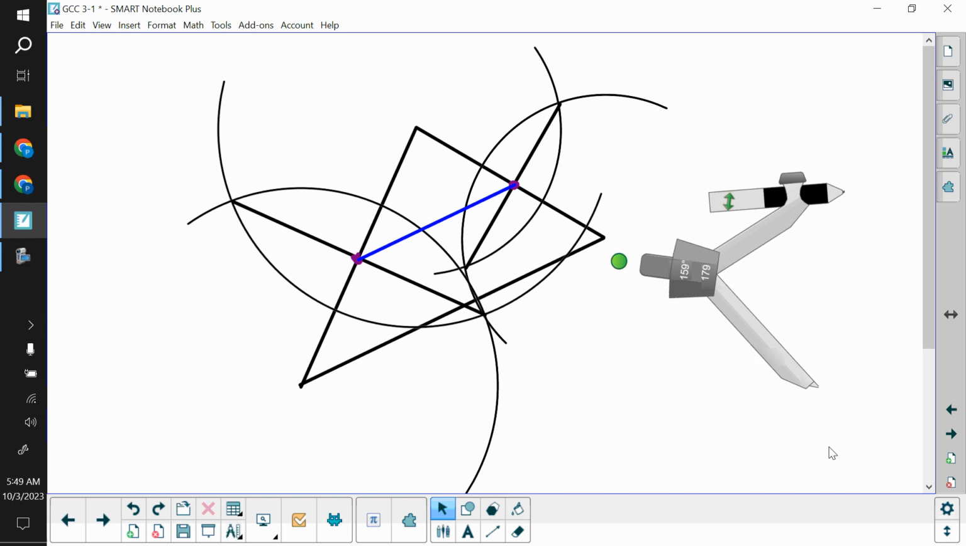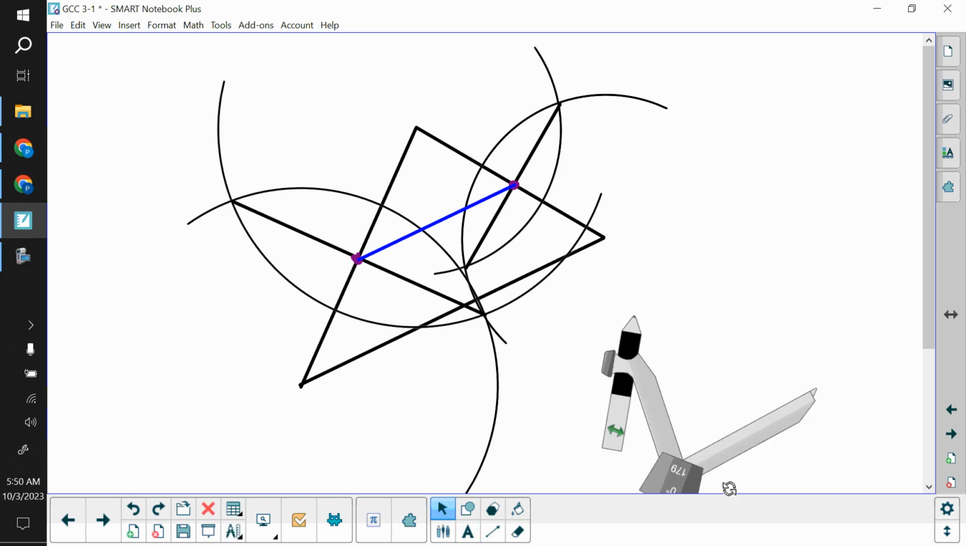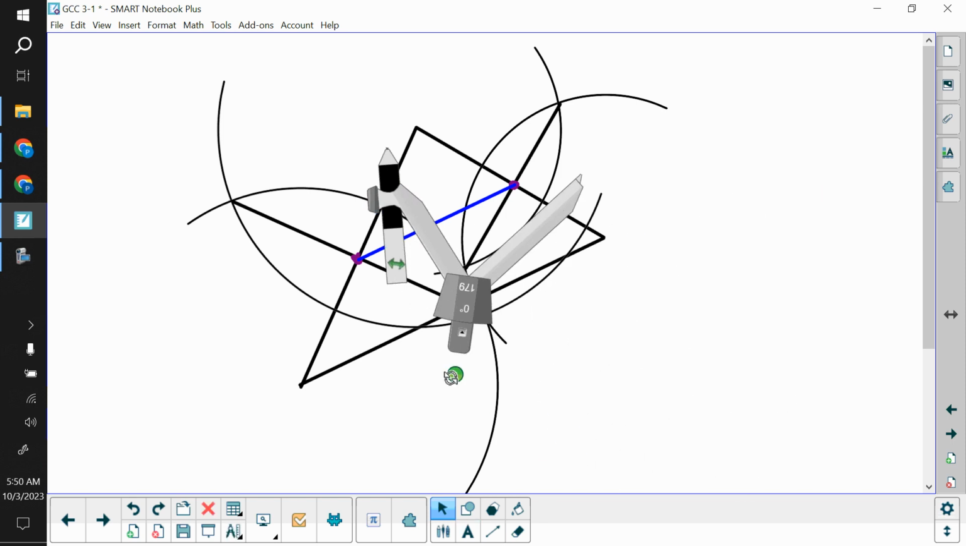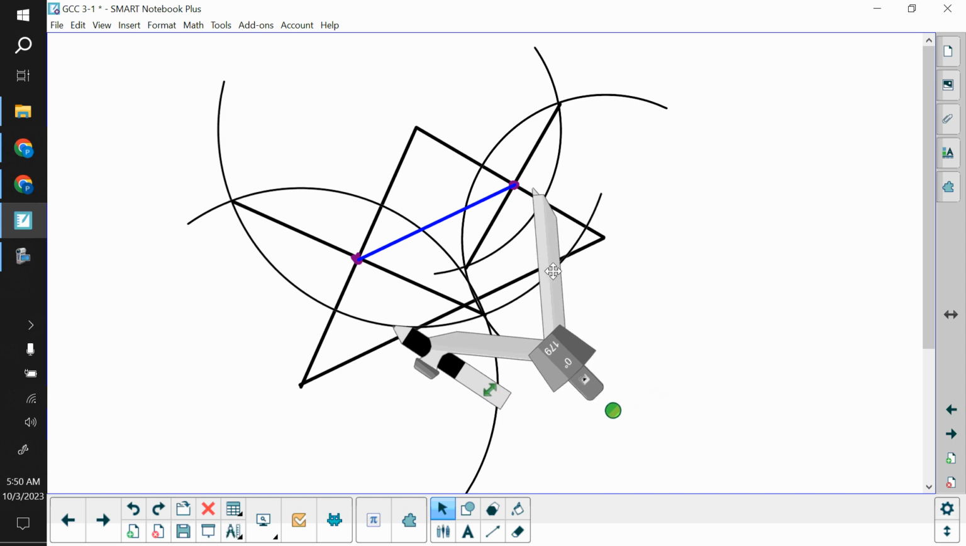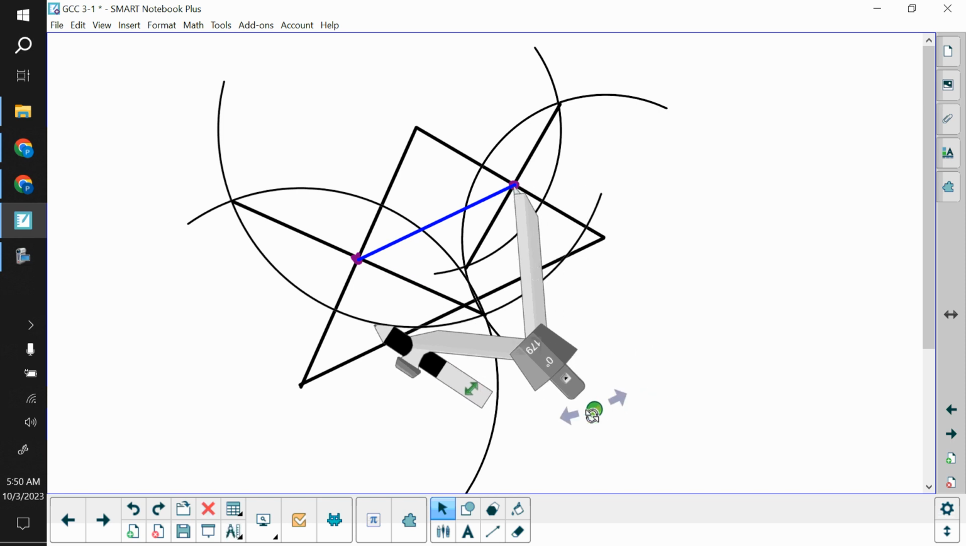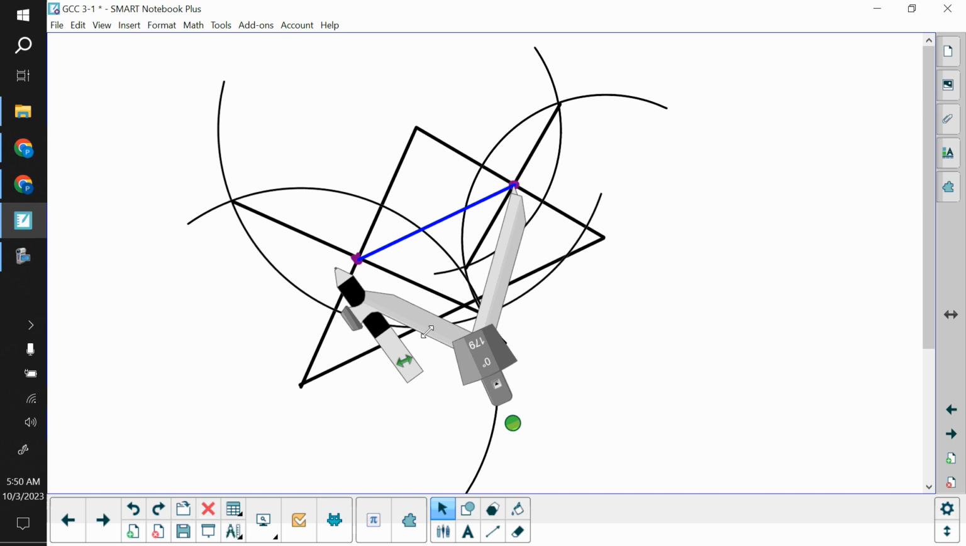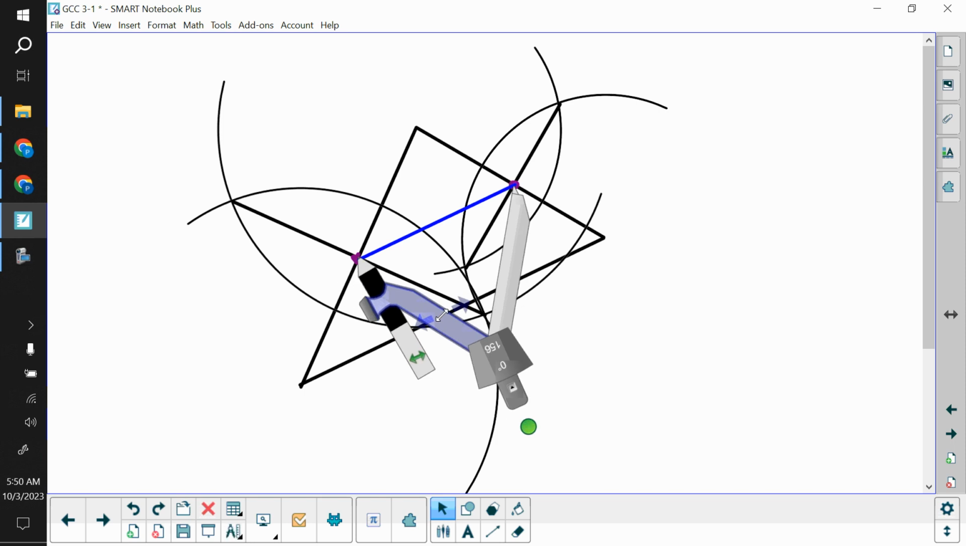One thing that I want you to notice is the slope of that mid-segment is the same as the slope of the side that it's not touching. So for me, this bottom side. So when you have a mid-segment, because those slopes are the same, it's going to be parallel to the third side of the triangle. The other thing I want you to try is to set our compass to the length of our mid-segment. So put your point on one end of the mid-segment, pencil on the other end.